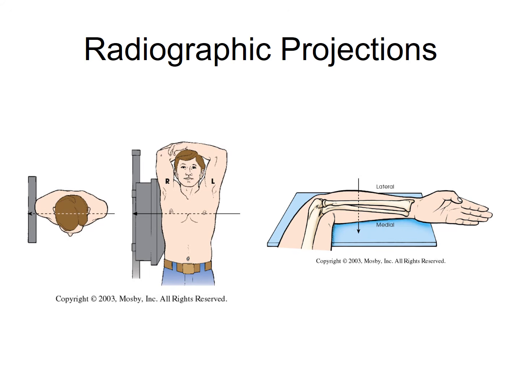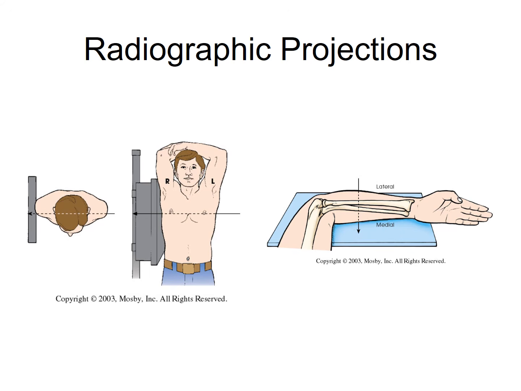Now, I could take it a step further. Is the man standing up? He is. So this is an upright right lateral. So we determine it's a right lateral by which side is closest to what's called the bucky, or the place where you're going to put the cassette or the detector.